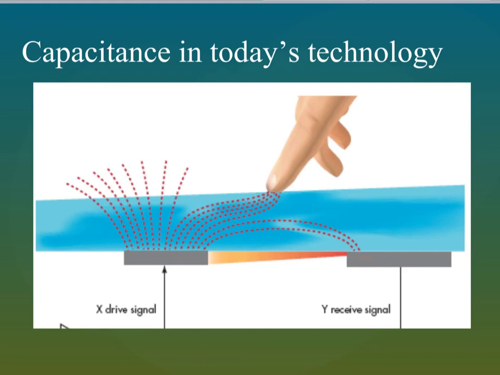So charges move. Based on where your finger is and which lines are conducting electricity, the computer can determine what it is that you're touching. So every time you use your touch screen, you are using capacitance, and this idea that we've talked about of changing electric fields and storing charges.